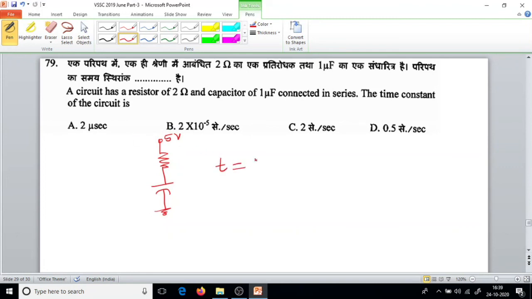What is time constant equal to? Time constant is given by RC. T equal to R, R equal to 2 ohms, multiplied by capacitance. What is the capacitor? 1 microfarad, that is 1 into 10 to the power minus 6 farad, which gives 2 microsecond. The answer is option A, 2 microsecond.